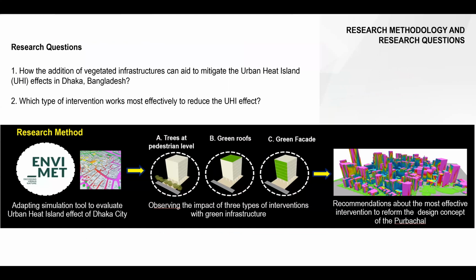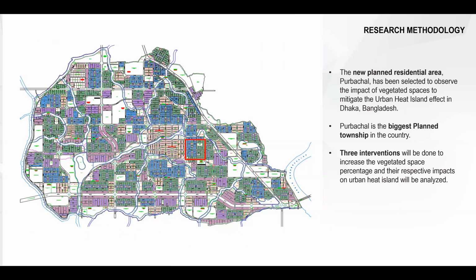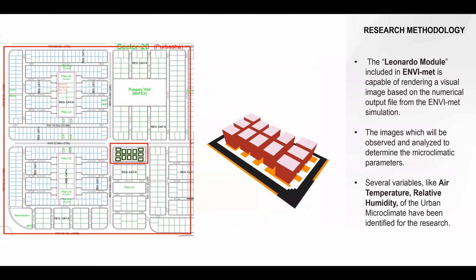So the research question is how the addition of vegetated infrastructure can aid to mitigate the urban heat island effect, and which type of intervention can help to reduce the temperature. So for this, the EnviMed software is used and 3 types of intervention is done, and then the effects is observed. So the new planned residential area, Purvachal, in Dhaka city is taken, and then the future growth is considered, and with Leonardo and EnviMed, several variables like air temperature and relative humidity is shown.